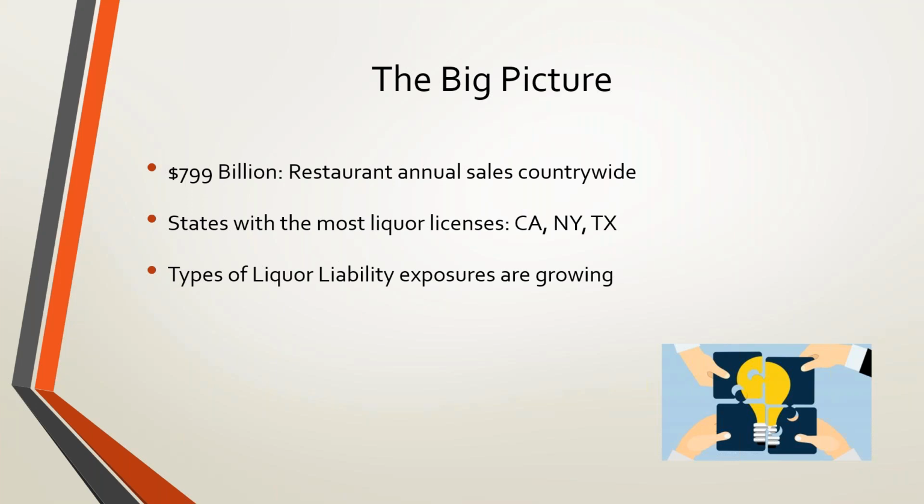The restaurant industry, as we all know, is a huge industry. It's actually an $800 billion industry. And fun fact for you, California is home to the second most liquor licenses. Another fun fact: less than 50% of those license holders choose to purchase liquor liability in the state of California. So if you don't know how big the opportunity is, the opportunity is endless, and there's a big opportunity you can go after.